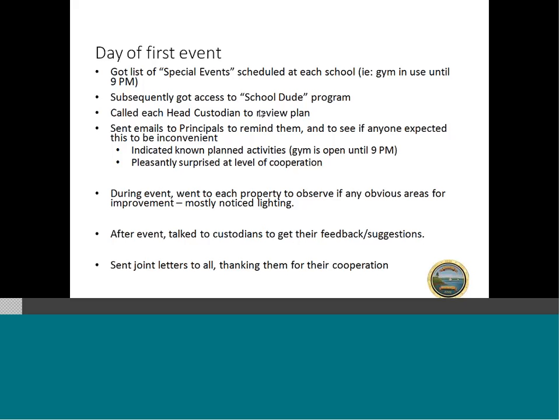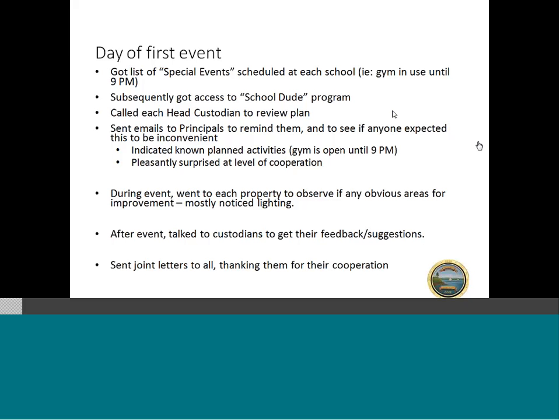I was really pleasantly surprised from both the custodians and the principals about the strong desire that they felt to save energy. They said that it drove them crazy too when energy was being used unnecessarily, and so that was great. And during the event and during the first few events, I left my office and ran to the schools to see what I could see, to see if there was some lighting that was on that we didn't expect to be on, or other things like that.